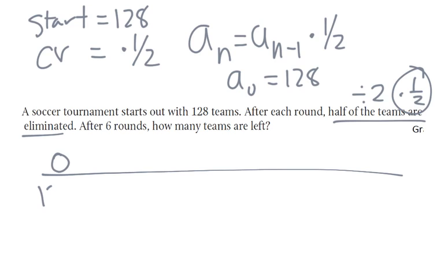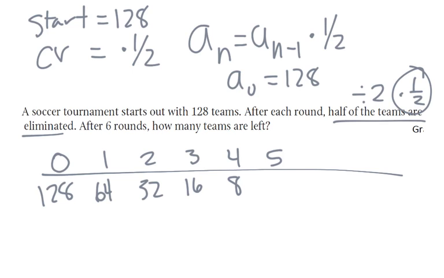So at the 0, we start at 128. Then 1, we cut that in half, and that's 64. Okay, after the second round, there would now be 32 teams. After the third round, 16. After the fourth round, 8. After the fifth round, 4. So the sixth round would give us 2. Okay, so basically the seventh round, that's when we'd have our winner, right? That's how many rounds we could do.